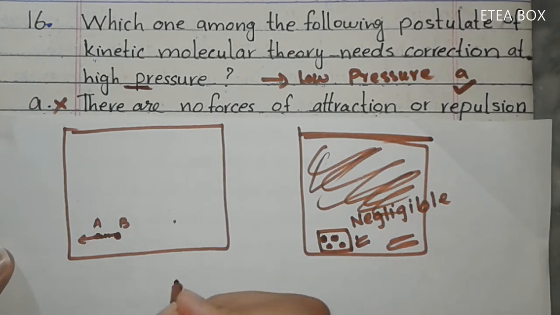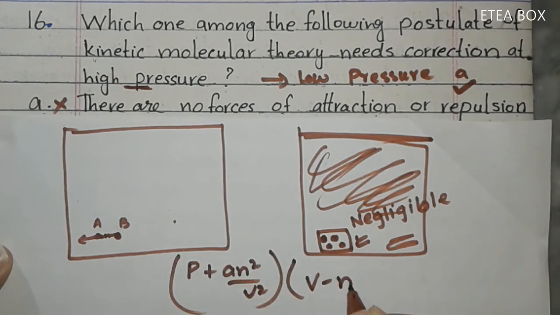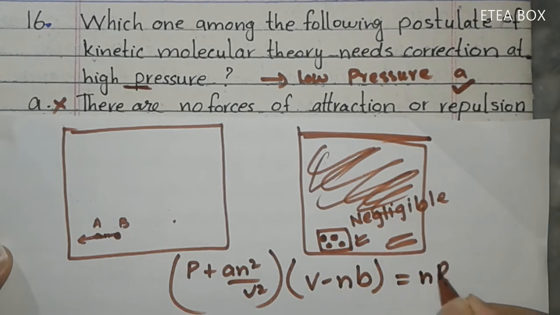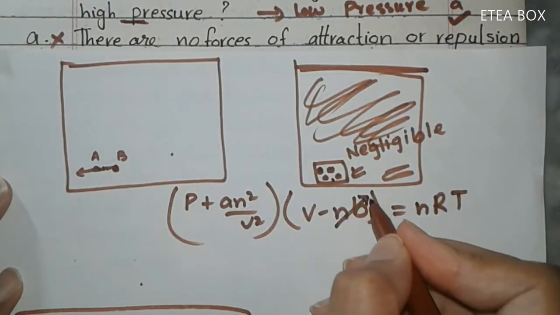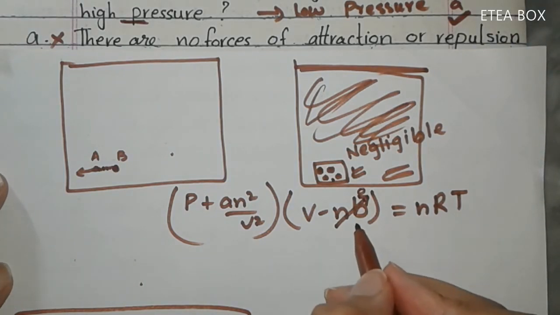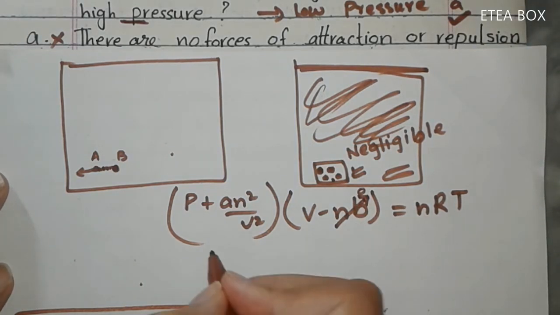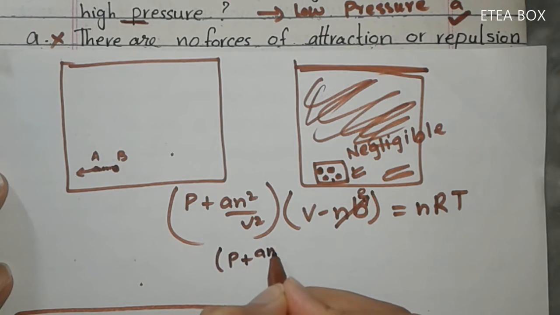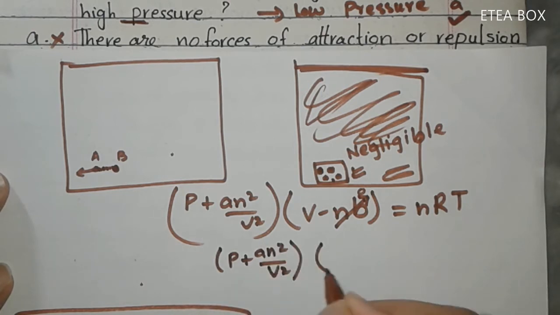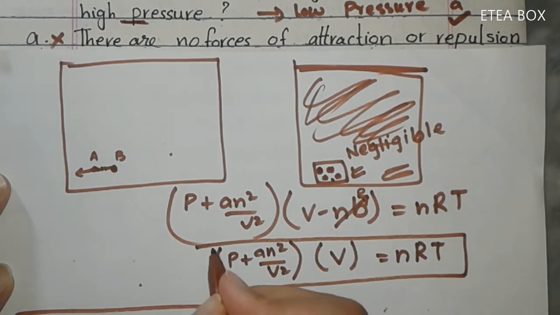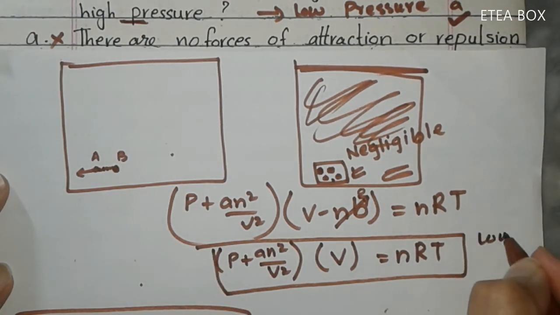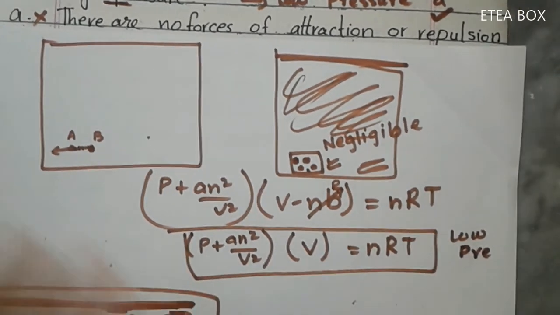Now what will happen? We know the real gas equation: P plus a n square divided by V square, times V minus nb, is equal to nRT. So when the volume is negligible, this term will be 0, because this term shows the actual volume of the gas. So the equation would be like this: P plus a n square divided by V square, times V, is equal to nRT. This is the real gas equation at low pressure.